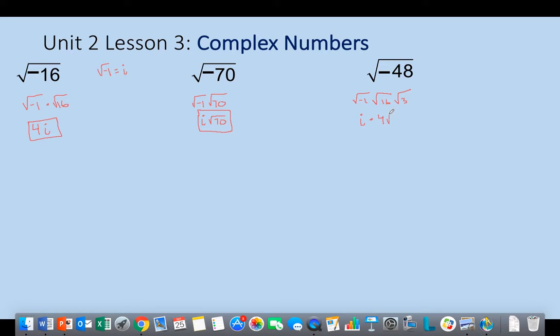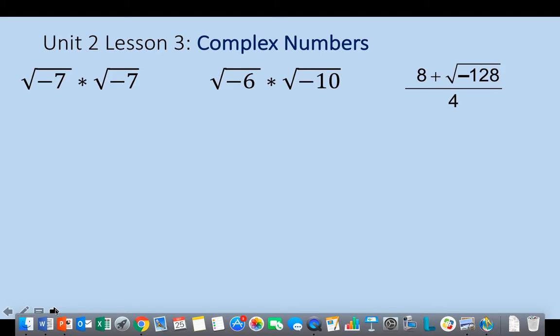And then the square root of 3, well, I can't do anything with that, so I just leave it as the square root of 3. Just so you know, the final answer is usually written in the form with the coefficient first, then the i, and then the radical last. All right, so 4i radical 3, and we're ready to go.